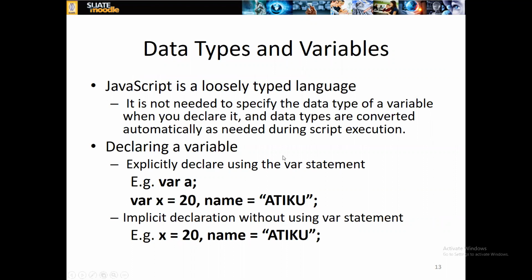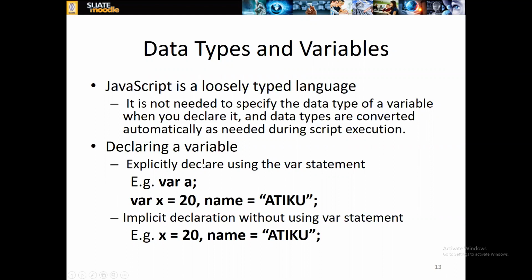JavaScript is a loosely typed language. That means it does not depend on the data type. That means you don't need to mention the data type when you are creating a variable in JavaScript. Whatever value we assign to that variable, when it comes to execution, it will be automatically converted to whatever the data type, right? You don't need to mention a data type. So there's no such thing as data type declaration in JavaScript. Okay.